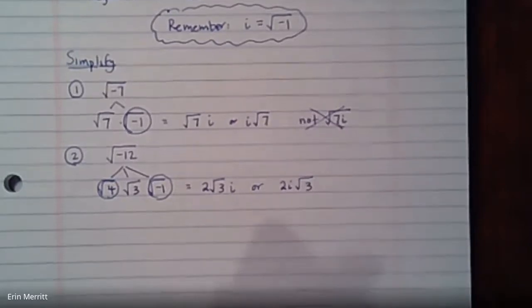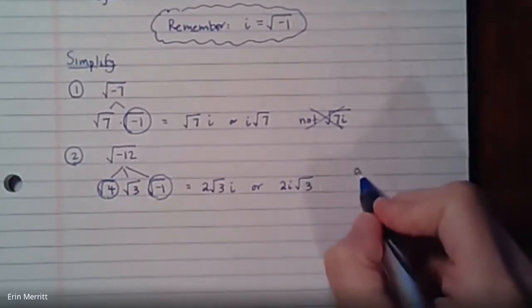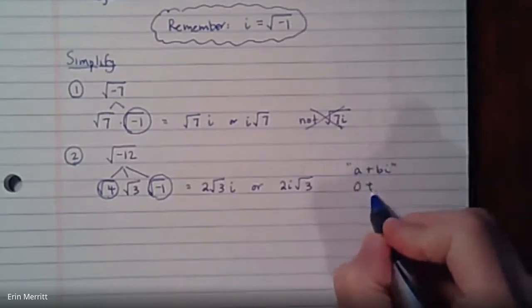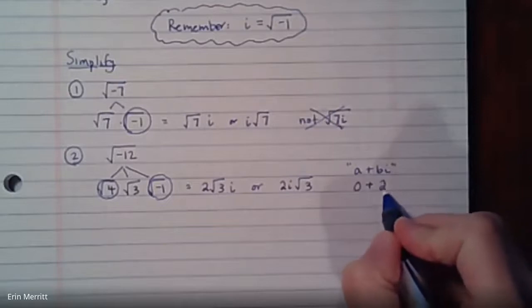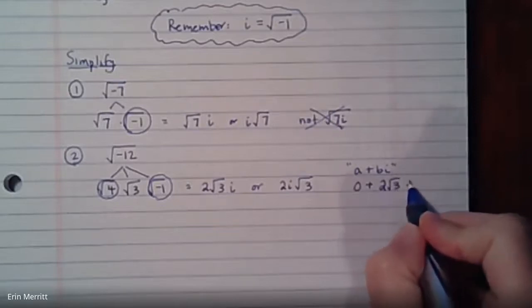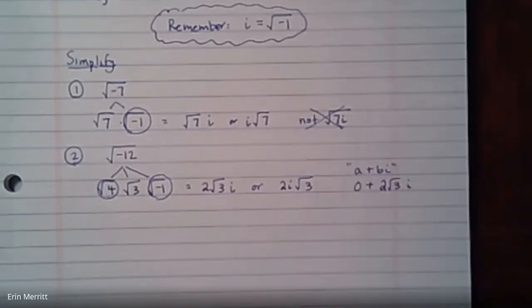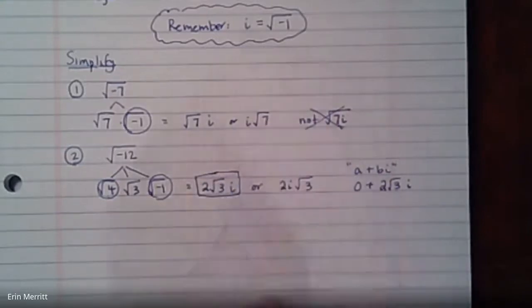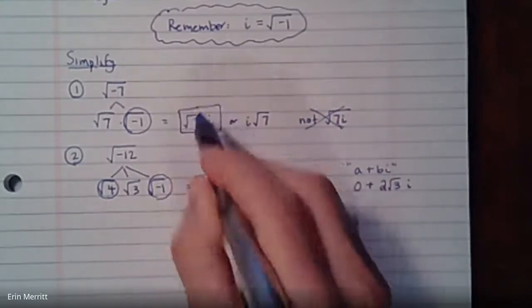The only time maybe somebody could be picky about it is if it said write it in a plus bi form. And in that case, it'd be 0 plus, technically, the b part would be the 2 radical 3 and then the i on the end. I'll tell you this, I don't care which way you do it. I just don't want to see the i underneath the radical. Okay? So whichever you prefer sounds lovely. And so I should probably box in that last answer.